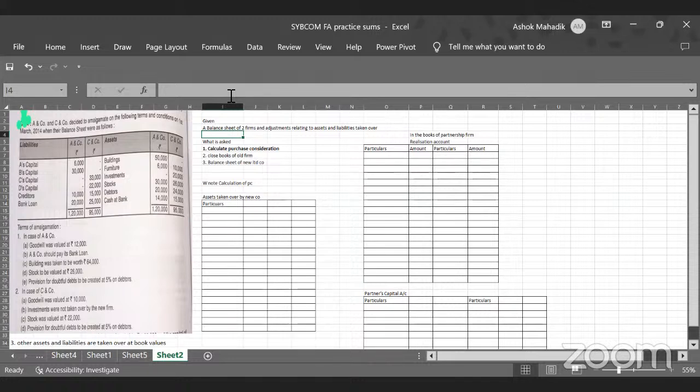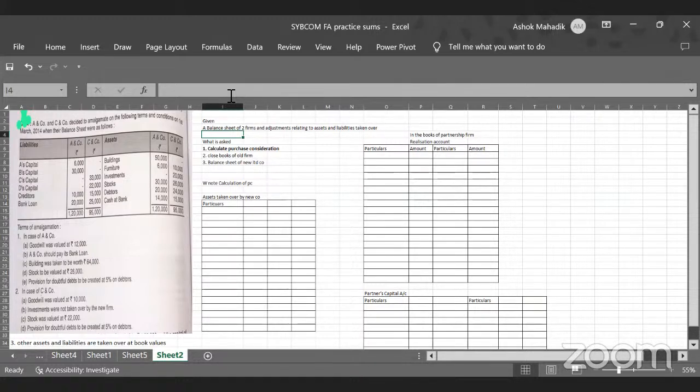That is A and company and C and company. In case of A and company, we will be making realization account, partners capital account, and new firm account. In the same fashion, for C and company, we will make these three accounts again. So a little bit lengthy procedure will be there for closing the books of the old firm. And the third step, they may ask you to make a new balance sheet or pass journal entries for recording transactions in the new company or new firm. I hope this is clear.